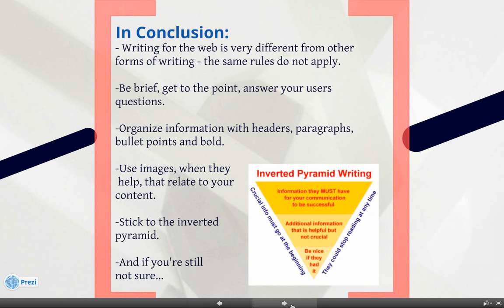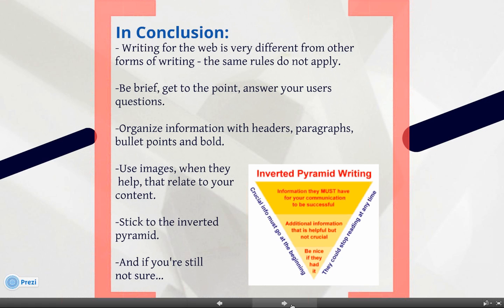Do this by organizing your information with headers, break up your paragraphs, use bullet points in bold when necessary, use images that help your content, that will draw people in, and stick to the inverted pyramid style, which I talked about a little bit earlier. So you want to make sure that the most relevant information is first, and then additional information that hopefully they read, but maybe they won't. And then at the very bottom of your paragraph, the information that it'd be great if they read it, but if they don't, they're not going to lose out and you haven't lost them.